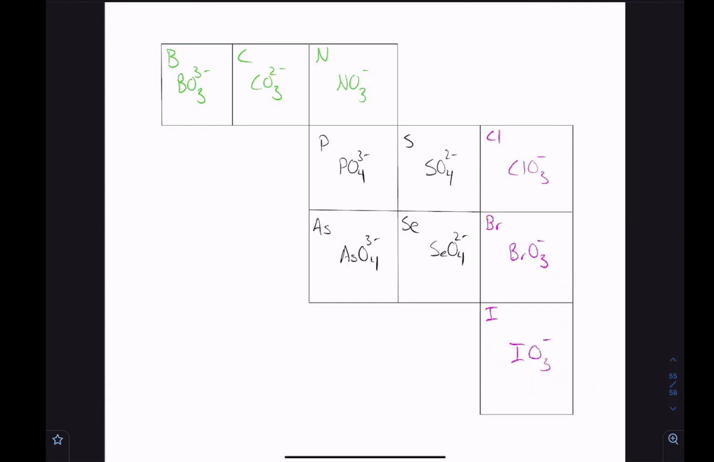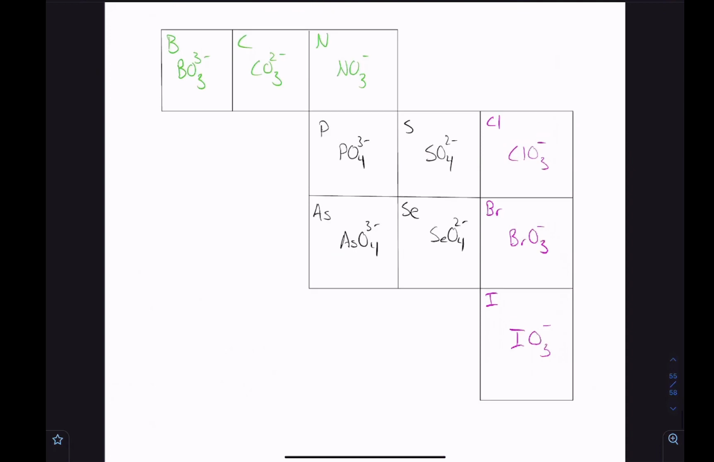So if I wanted to write phosphite, ITE means 1 less oxygen. So PO3, still 3 minus. If I wanted hypophosphite, hypo, take off another oxygen, 3 minus.